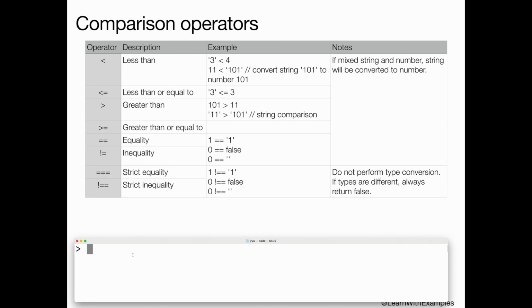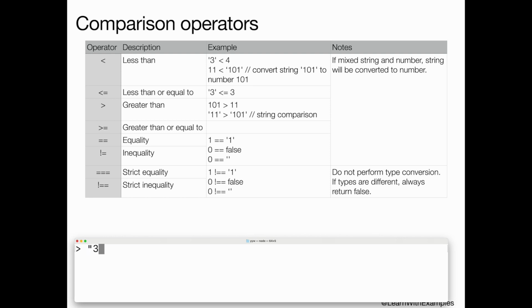Comparisons. I will skip the very basic comparison operators: less than, less than or equal to, greater than or equal to, equality, inequality. I'm sure you all know these operations. However, be aware that JavaScript supports comparison of both string and number, and a mixture of the two. When the operands have both string and number, the string is converted to number.